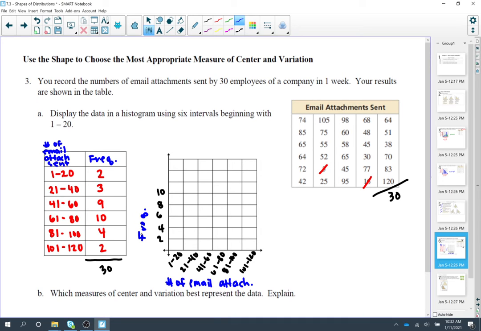And then we're going to make our bars. So here we went 2, and then 3, and then 9, and then 10, and then 4, and then 2. Okay, so part A, display the data in a histogram using 6 intervals. We have done that.